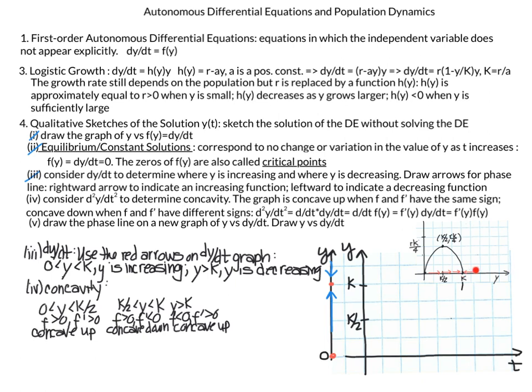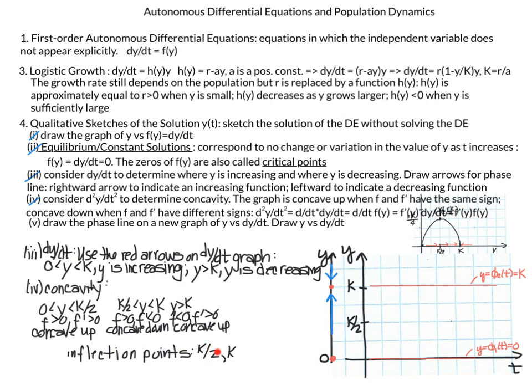And then for y greater than k, here we have f is negative. It's crossed over to negative territory, and the derivative is still negative. So they have the same sign, so we switch back to concave up. So you can also see there's an inflection point at k/2 and at k, because that's when concavity changes. And I wrote down my inflection points here. And now I'm ready to draw my graph. I start by putting in my equilibrium solutions. I should probably add that here.